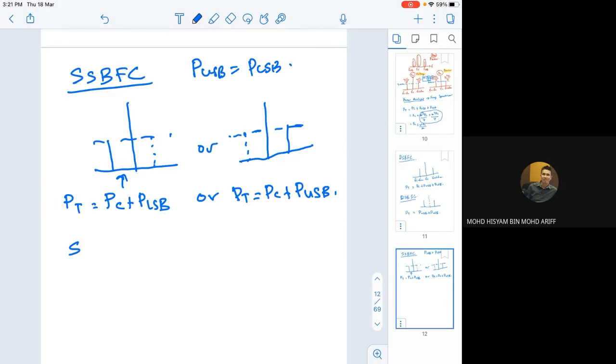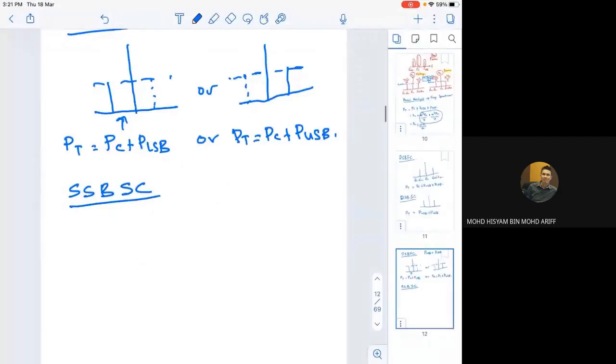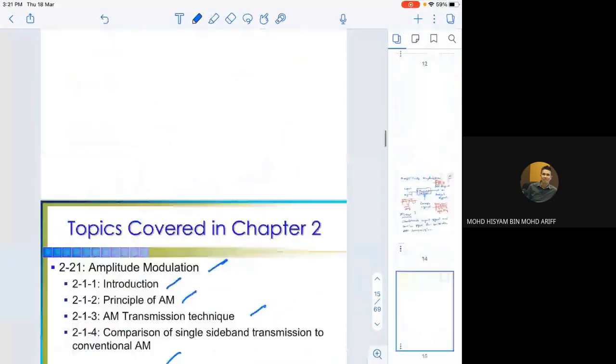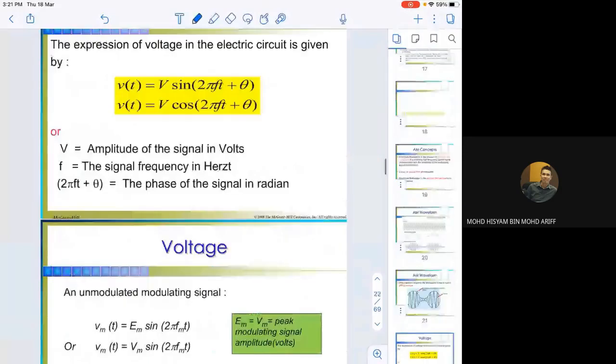Now we go to single sideband suppressed carrier. For single sideband suppressed carrier, you have it like this. Suppressed carrier means this one, I must check back. Wait, I must check back for it. Single sideband suppressed carrier.